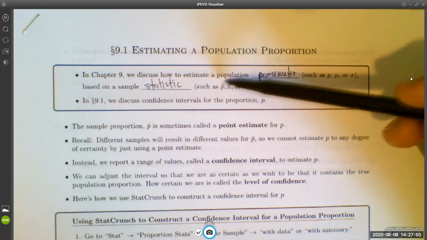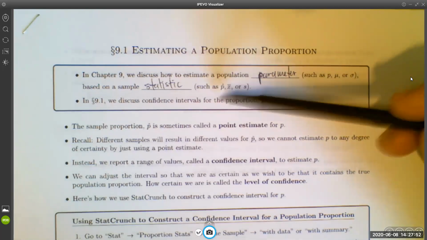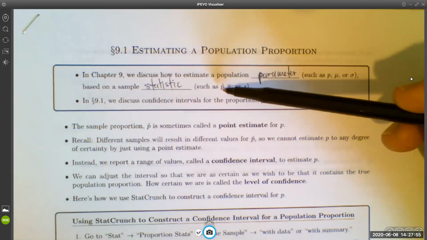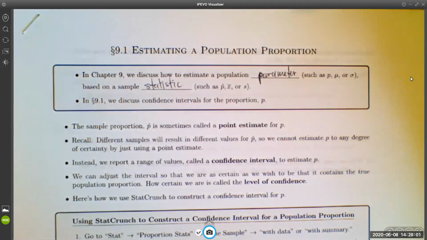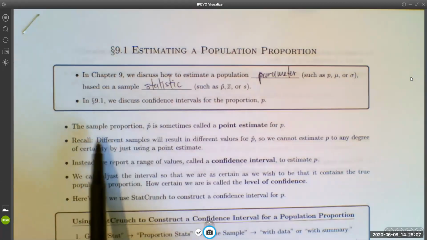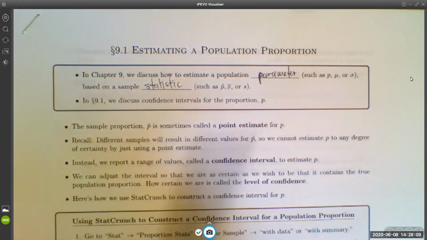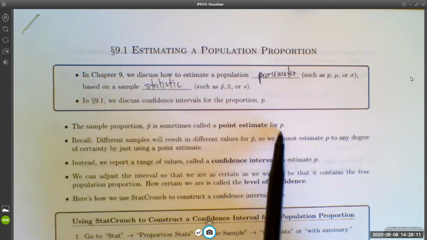So if we have a particular sample proportion, we want to know, well, what does that say about the population proportion? Like, what can we say about the population proportion based on the sample proportion? So some terminology to get us started. The sample proportion p hat is sometimes called a point estimate for the population proportion p.